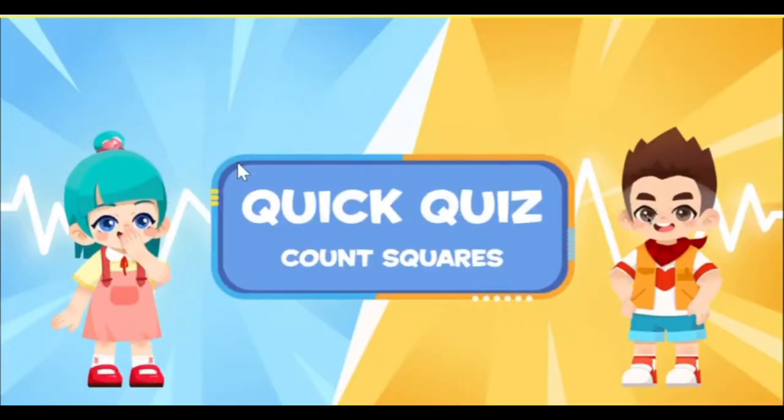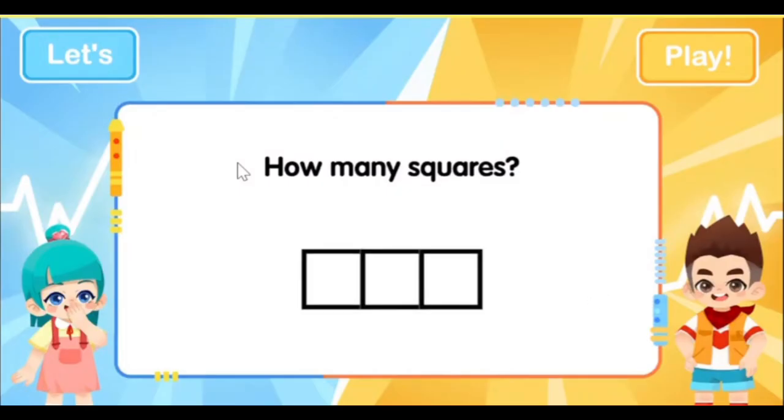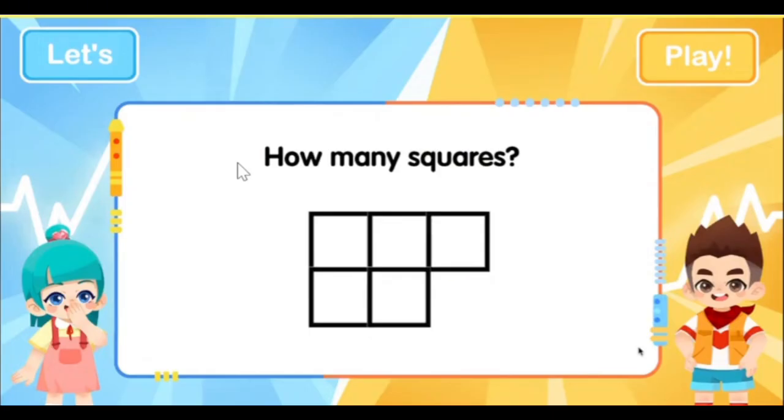Then this time, everyone, let's do some quick quiz together. Before we move on to the next question, let's see how can we count the squares. Firstly, let's see how many squares are there. Just two, right? Then let's move on. How many squares? 3. Okay, this one, how many squares? 4. Okay, good job. This one, how many?